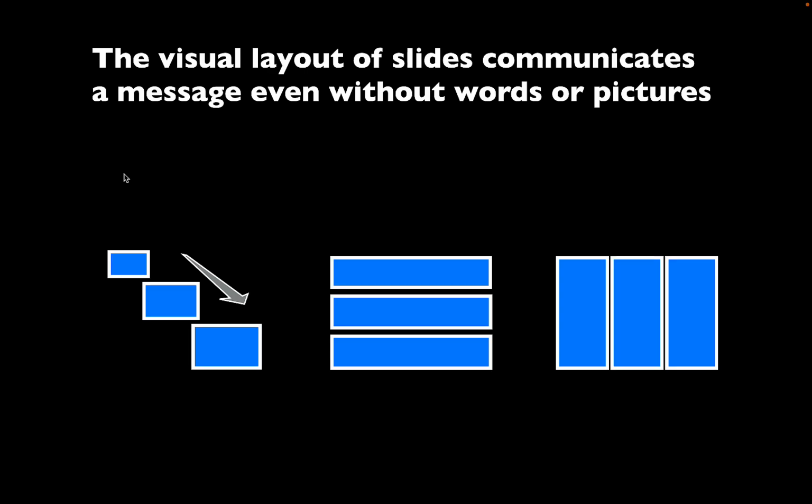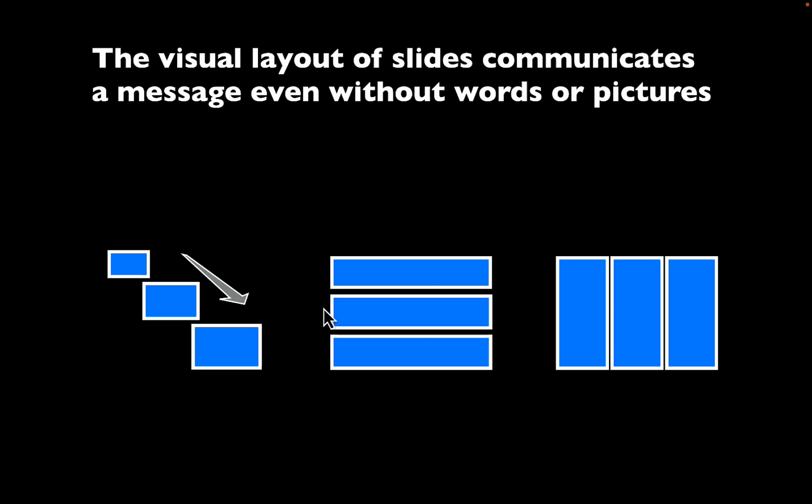The main idea of this section of our course is that we can communicate ideas visually. And one of the biggest tools that we have when we're talking about slides or even infographics is the way we lay out the elements on the page. And our message for this particular video is that the visual layout of slides can communicate a message even without words or pictures.